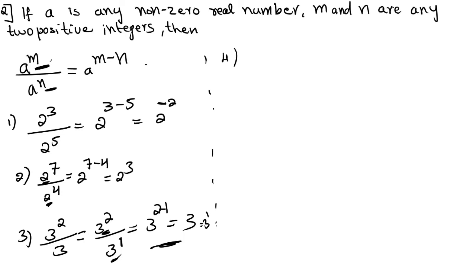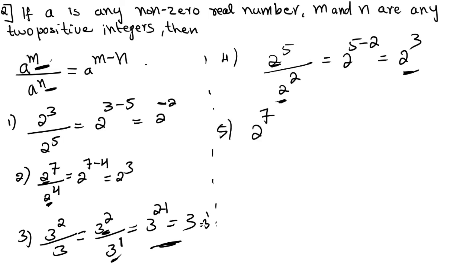Take the next example. 2 to the power 5 by 2 to the power 2. The base is the same, right? So you can apply this formula. It's equal to 2 to the power 5 minus 2. What is 2 to the power 5 minus 2? It's equal to 2 to the power 3. Okay, or see, 2 to the power 7 divided by 2 to the power 10.